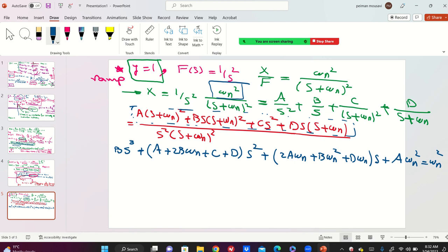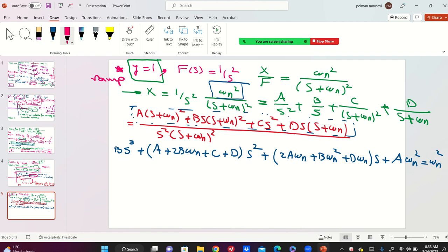Okay, let me double check, guys. Only this is b, then a plus 2b omega n plus c plus d, then s times 2a omega n plus b omega n square plus d omega n. Yes.